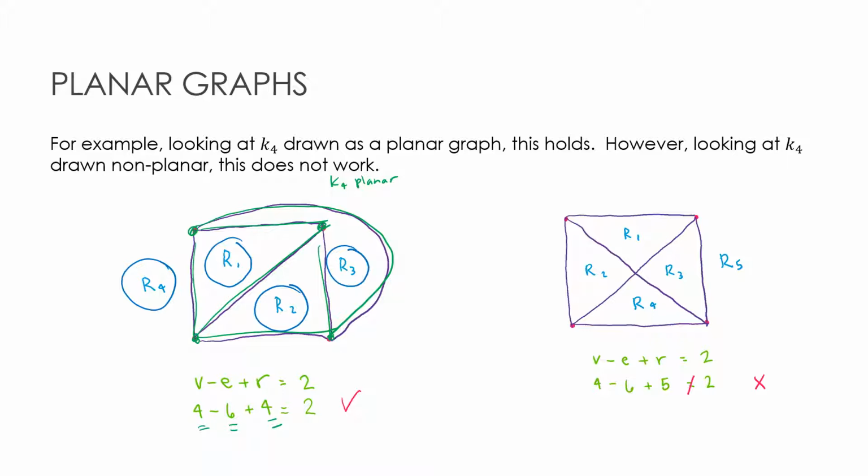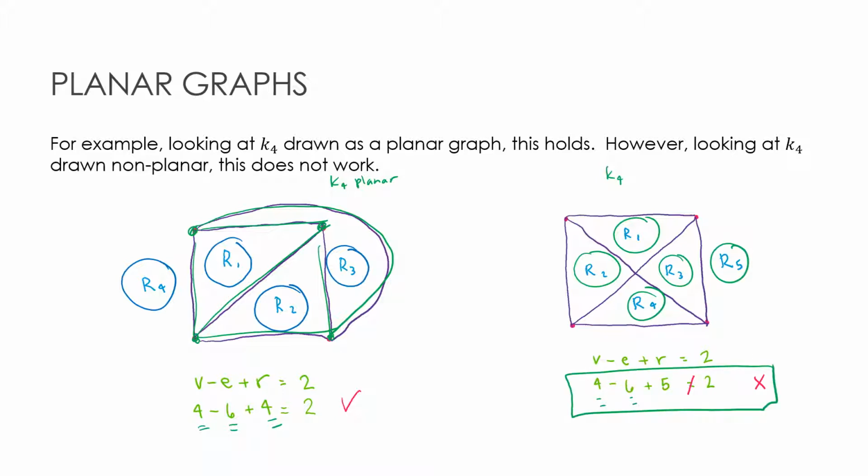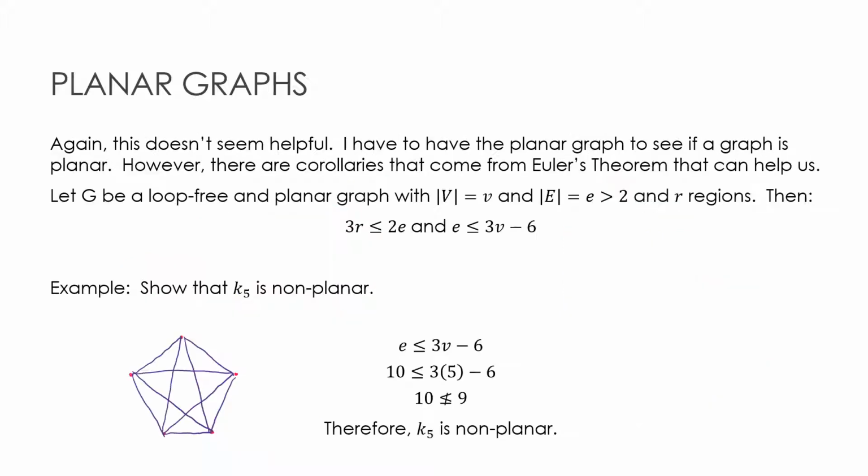If I look at the K4 version that was non-planar, we can see that, again, I'm still going to have the 4 and the 6 because that's what I'll need for a K4 graph. But the number of regions is 1, 2, 3, 4, 5. And that math doesn't hold. And so that is not a planar graph. So you might be thinking, as I have, that, wow, that's not helpful at all because I have to actually be able to draw it planar in order to show that it is planar. Because obviously K4 can be written as planar, but if I drew it wrong, I had the wrong number of regions and the math didn't work.